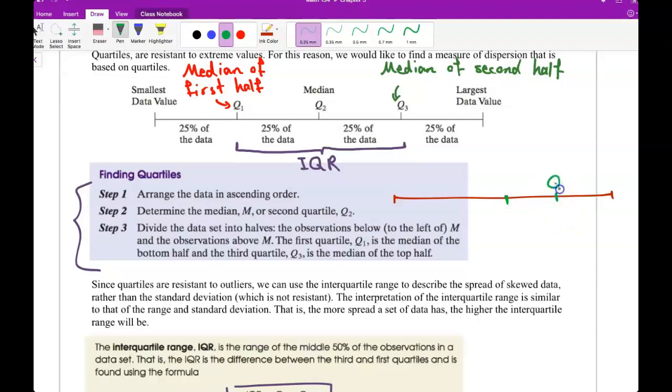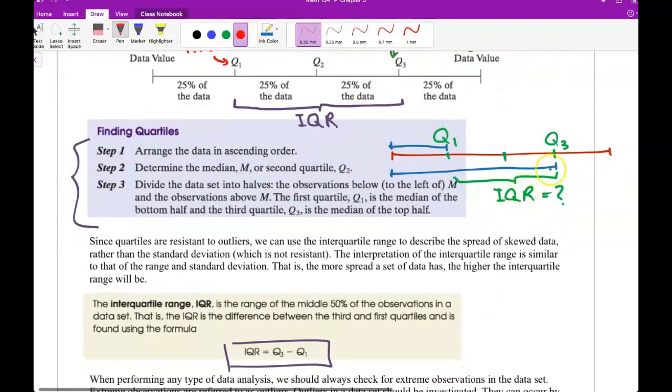So this is Q3, Q1. So to find this part, we should subtract. So this Q3 minus what you have here, Q1. That is the answer for this part.